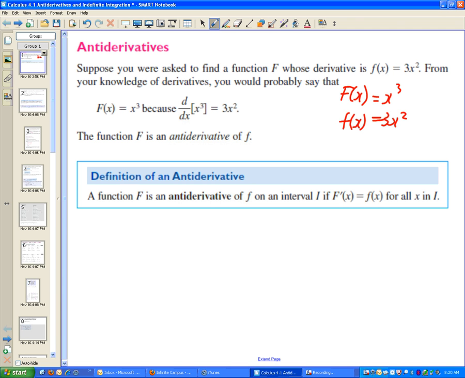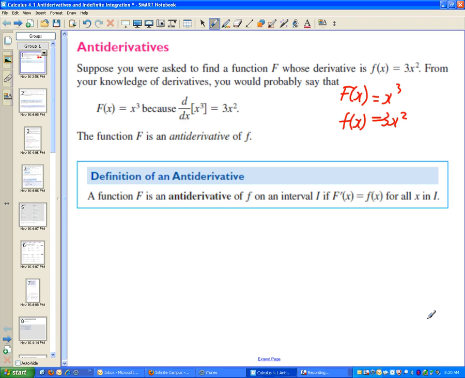Definition of an antiderivative. A function, capital F, is an antiderivative of f on an interval I if capital F prime of x equals little f of x for all x in I. Boy, that got complicated, didn't it? A function is an antiderivative if, when you take its derivative, you get the function you wanted the antiderivative of. Yeah, it is. It's a circle.